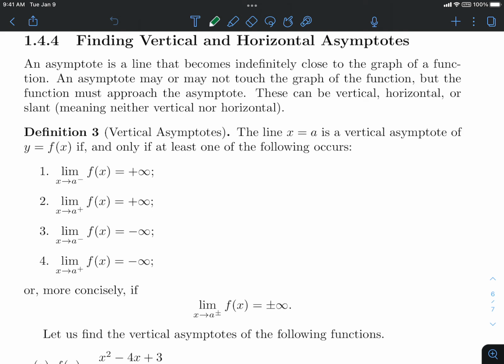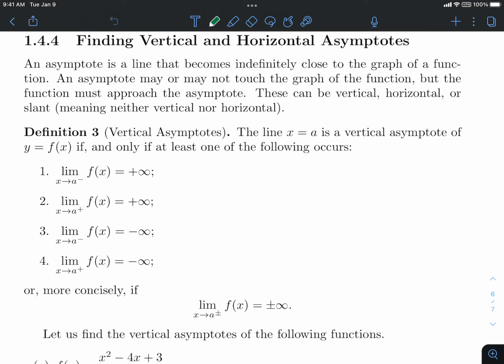Now, one cool use of infinite limits is how we can use them to find vertical asymptotes. Asymptotes in general, just as a reminder, are those lines that approach the graph of a function indefinitely. The lines could be vertical, horizontal, or slant, meaning they're neither vertical nor horizontal, so something in between at an angle. We're going to see how to calculate vertical asymptotes now.